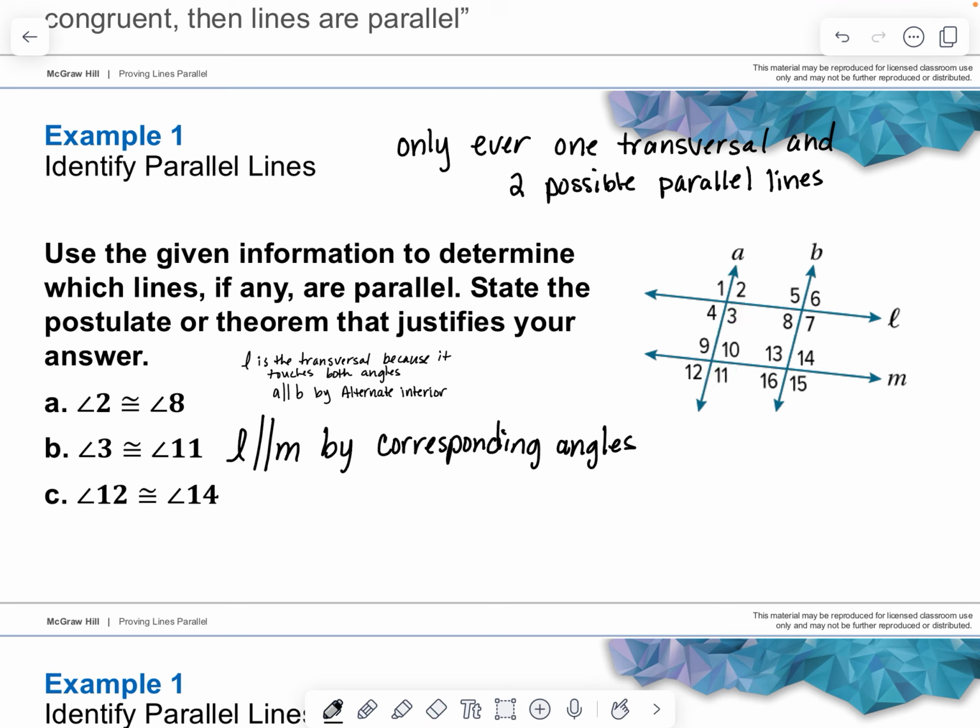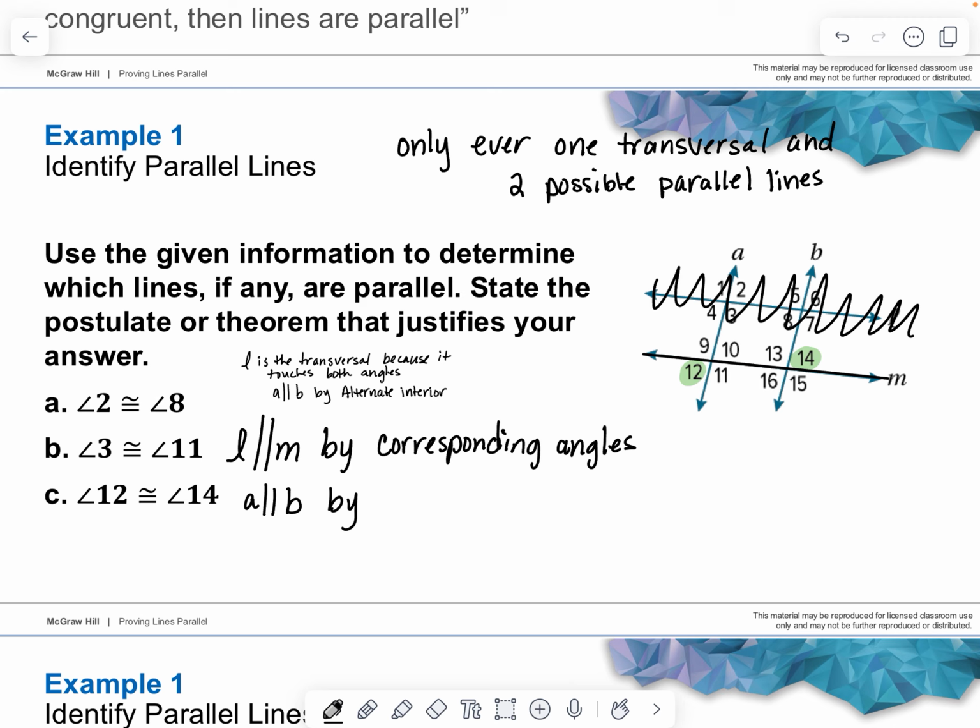Okay, last one, 12 and 14. So they are both on this line on M. They don't touch this line at all. So this would be A parallel to B, possibly.